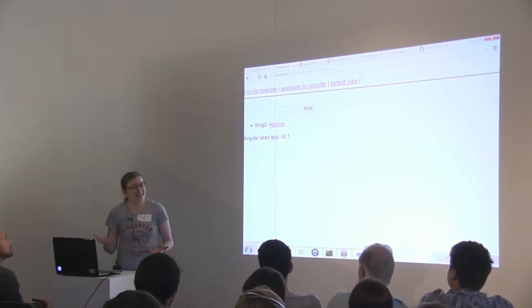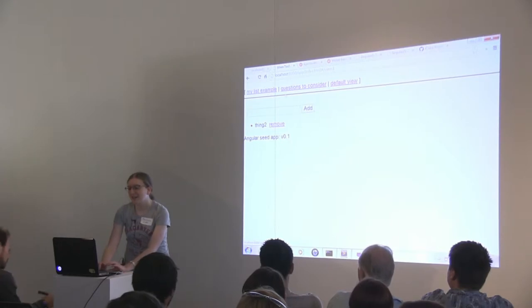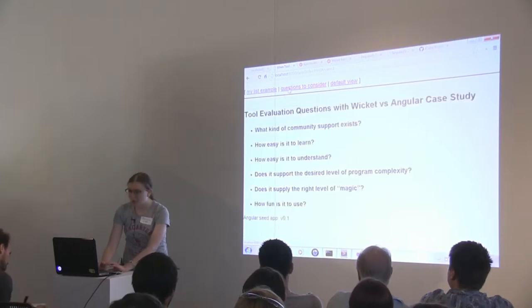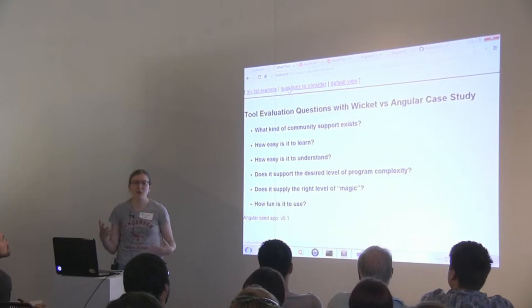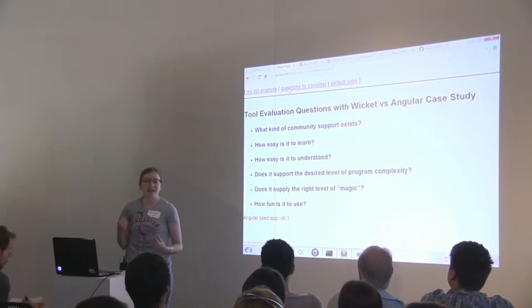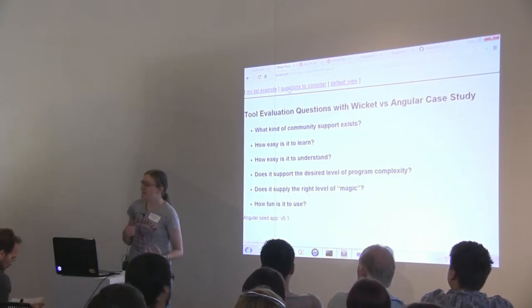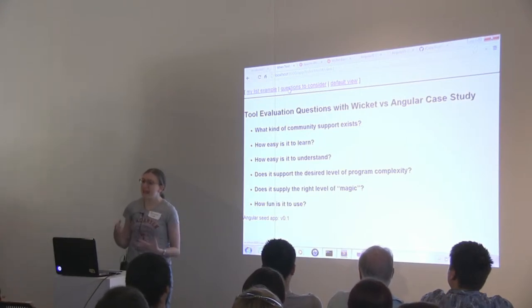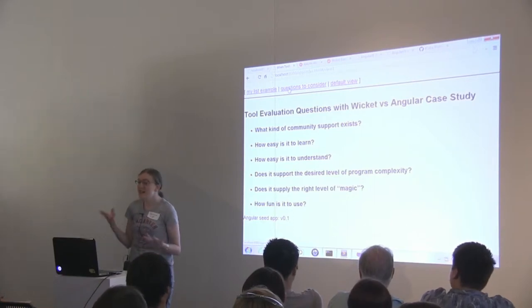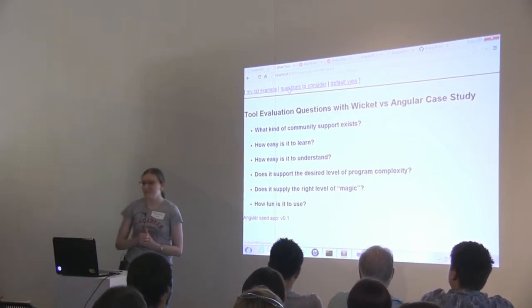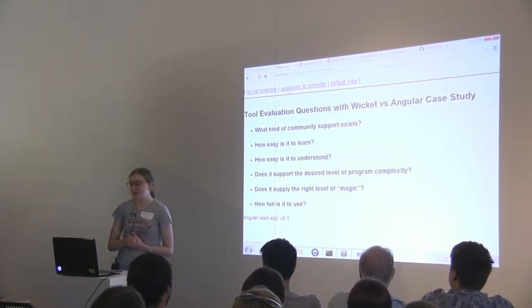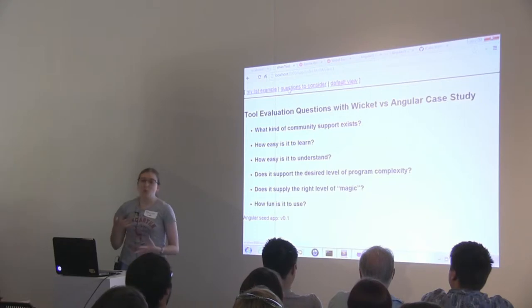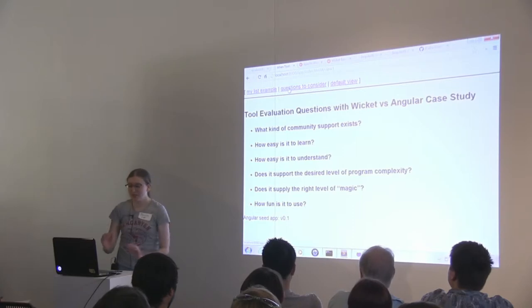And why is that really? I've kind of touched on some of these things already. But I think when you're choosing a tool, any tool, there are a set of questions that are worth considering. And I think these really come through with this comparison of Wicket to Angular. So what is it that really makes Angular the right tool? What makes any tool the right tool? I think these are some of the questions you need to consider. Look at community support, the ease of learning, the ease to understand, what kind of complexity it supports, what kind of magic it provides, and how fun it is to use.